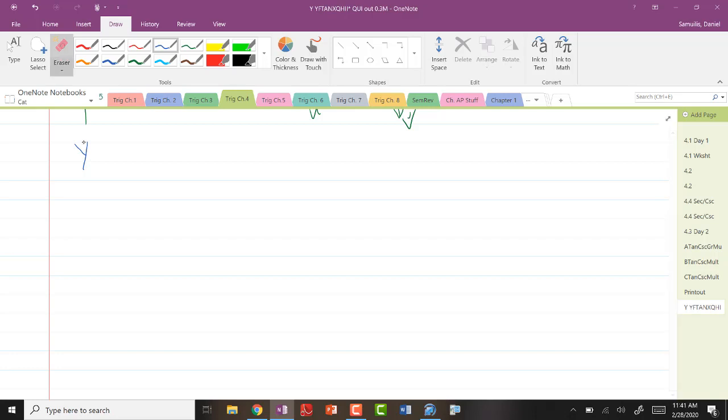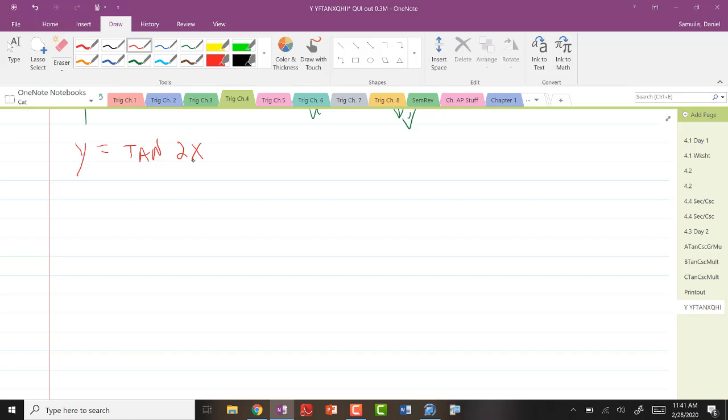Actually, baby graphs. Babies from the parents. y equals tan 2x. Hope you like my chicken scratch. You okay? You look like you're lost. You good?